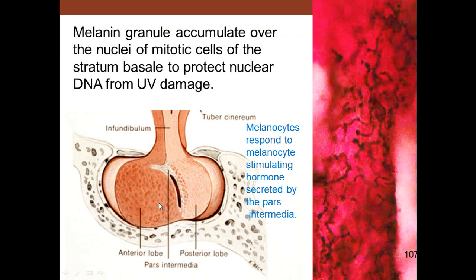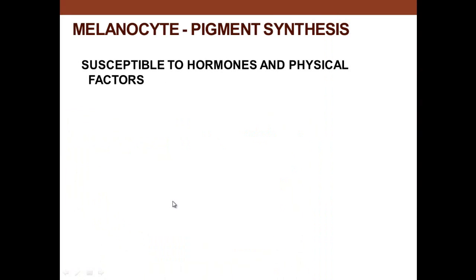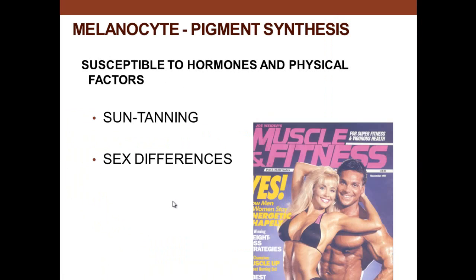keratinocytes. Now, melanin granule accumulation over the nuclei of mitotically active cells of the stratum basale is important to protect the DNA against the UV light, as we mentioned before. Also, melanocytes are responsive to melanocyte-stimulating hormone, which comes from the pars intermedia. And in fact, melanocytes are susceptible to different things, hormonal and physical. Sun tanning, for example, will stimulate melanocytes to secrete more melanin granules.